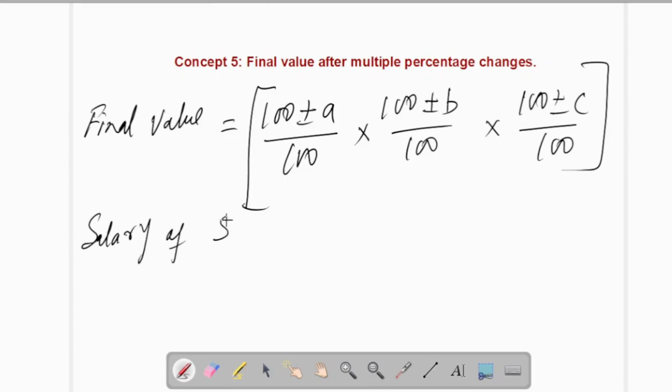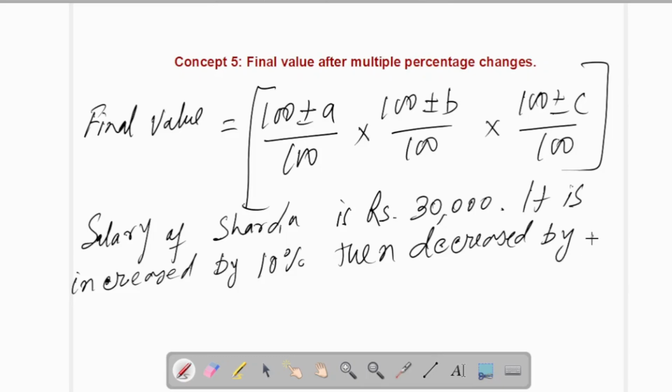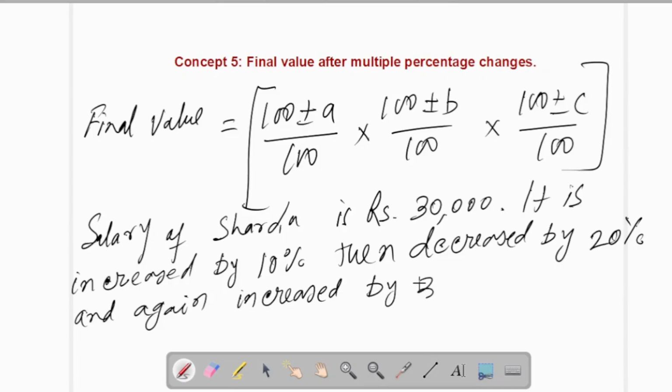Salary of Sarda is rupees 30,000. It is increased by 10%, then decreased by 20%, and again increased by 30%. What is her final salary?